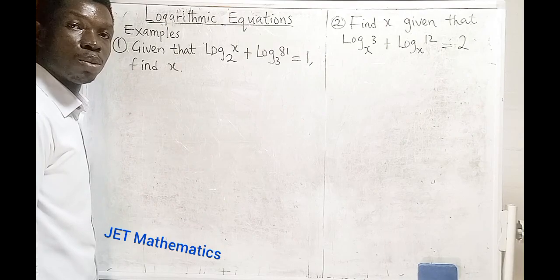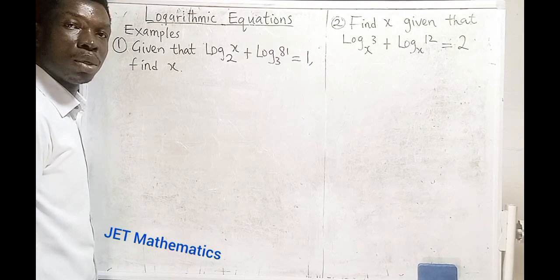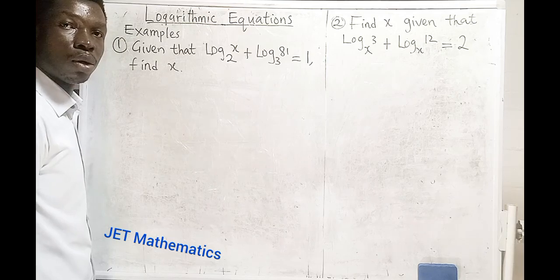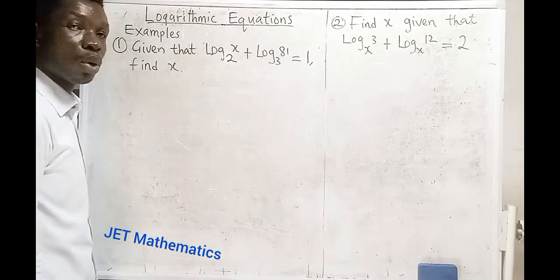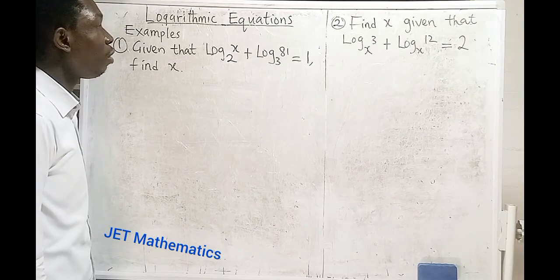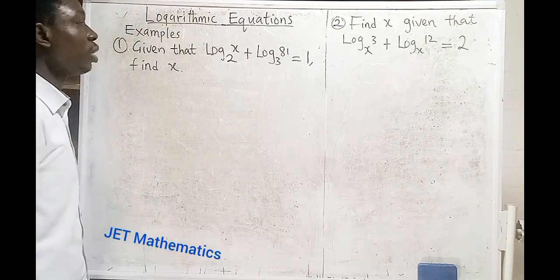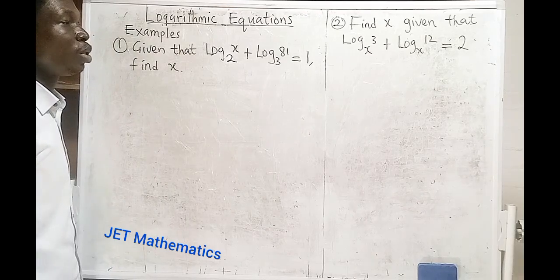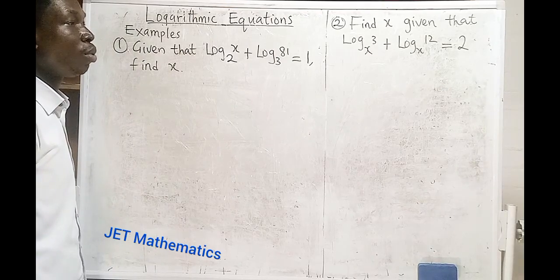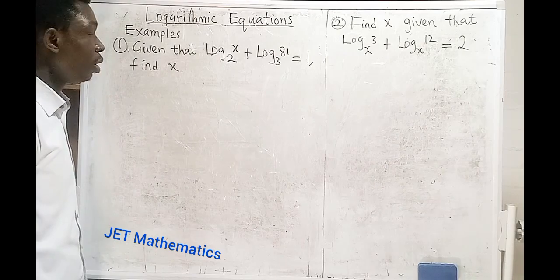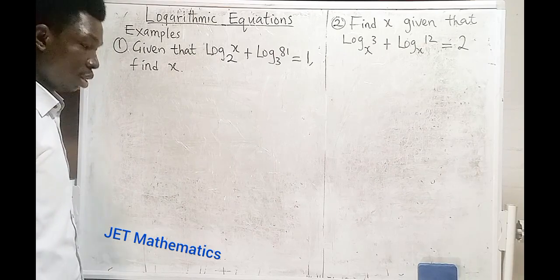In this video, we'll be looking at logarithmic equations. Okay, we have two examples on the board. We'll quickly solve them. The first example says, given that log x to base 2 plus log 81 to base 3 is equal to 1, find x.